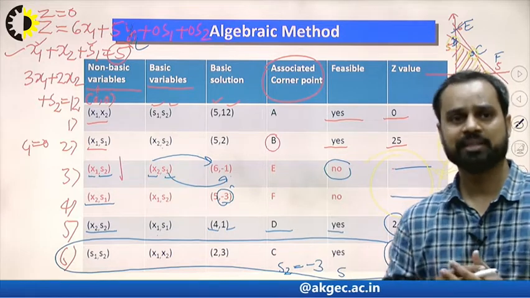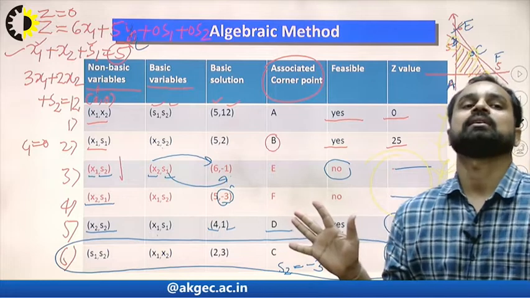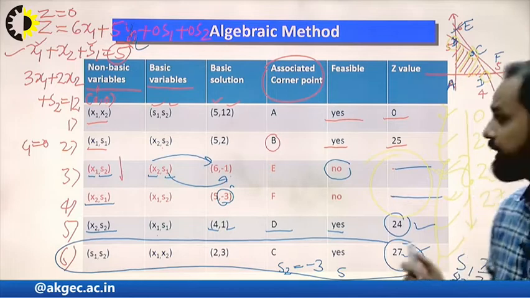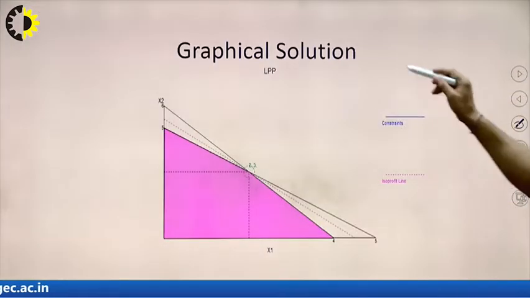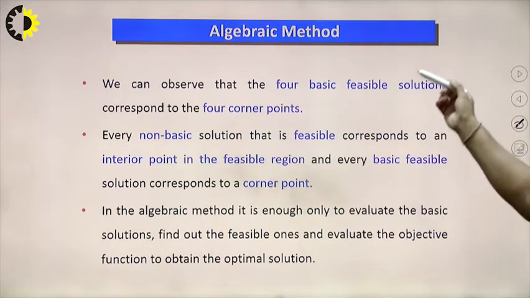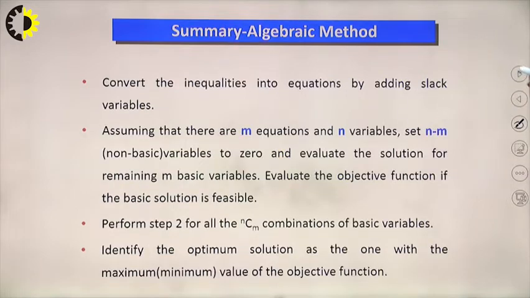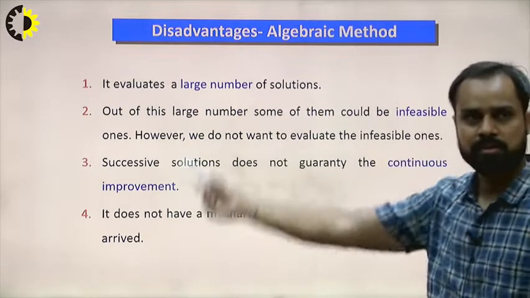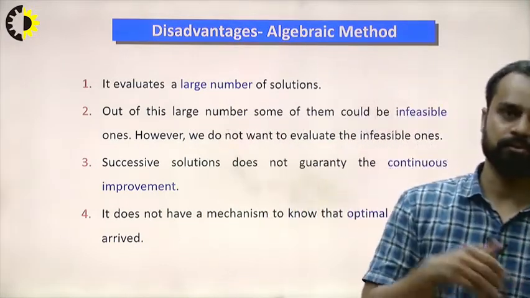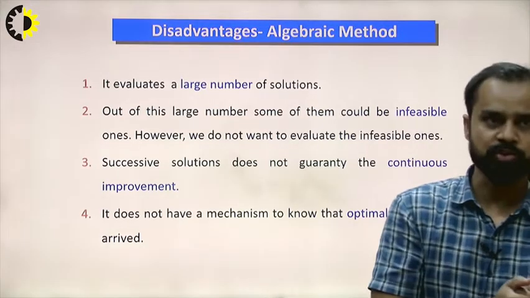Because we have seen a lot of disadvantages of this algebraic method, I have already mentioned, so definitely that's why it is not much popular, right? So we can understand all these things. Whatever I have discussed is written in the slides. We can read it out. I have already covered all the things and the method, right? And the disadvantages: it evaluates a large number of solutions in comparison to the simplex and graphical methods. Graphical we have already seen.